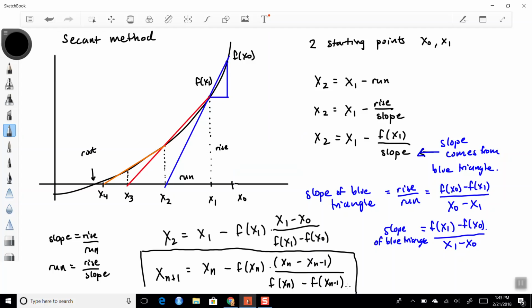Okay, so the advantage of the secant method is that you don't have to calculate derivatives, right? So with the Newton-Raphson method, you needed to calculate your derivatives. You need to calculate f prime to figure out your slope. Here we are getting a kind of stand-in for the slope by using the secant lines. Okay, and the very last method.